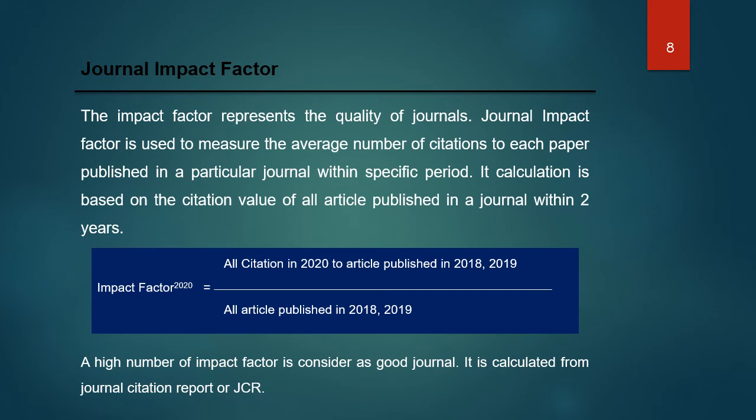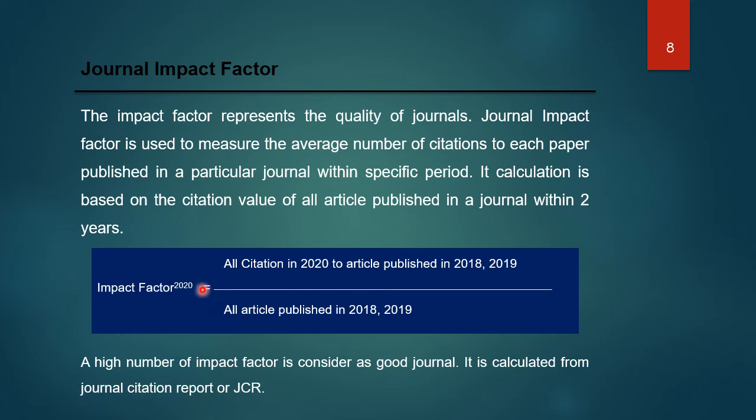Journal impact factor. Impact factor is used to measure the quality of a journal and its importance. It measures the average number of citations to each paper published in a particular journal within a specific period. Its calculation is based on the citation value of all articles published in a journal within 2 years. There is a formula to calculate the impact factor for a particular period.